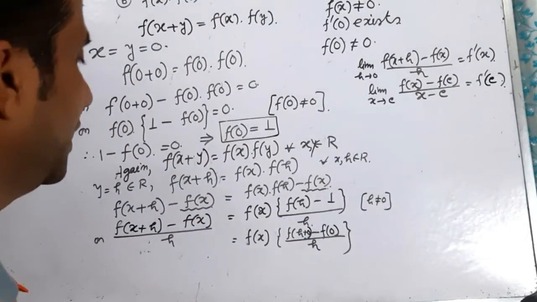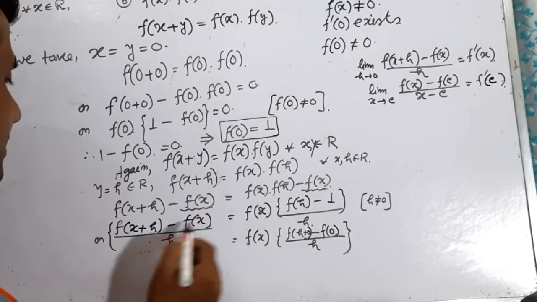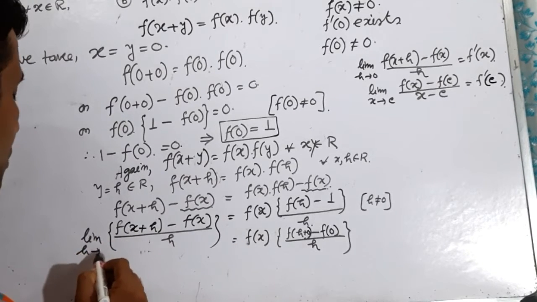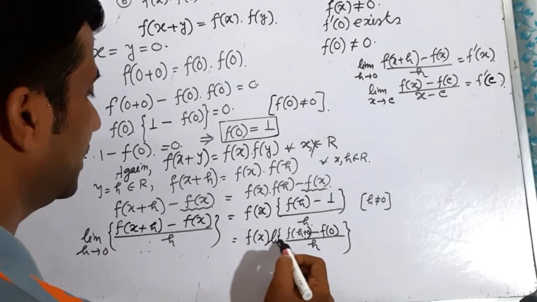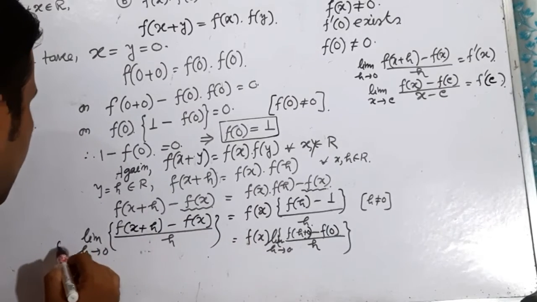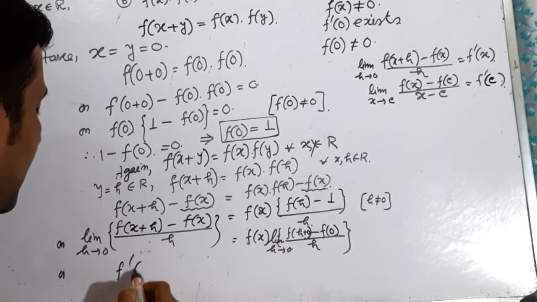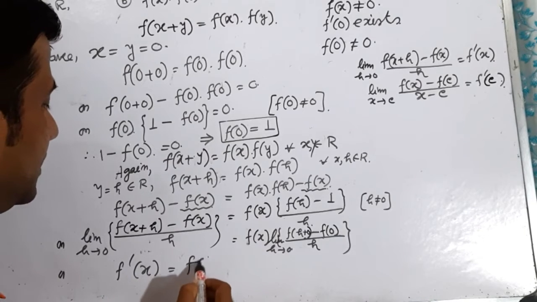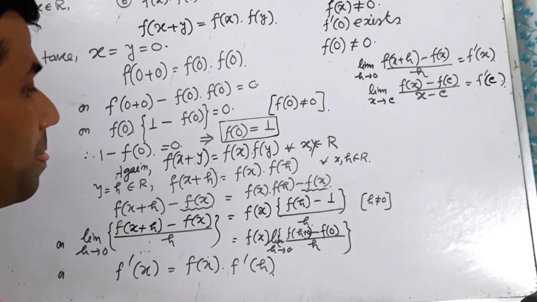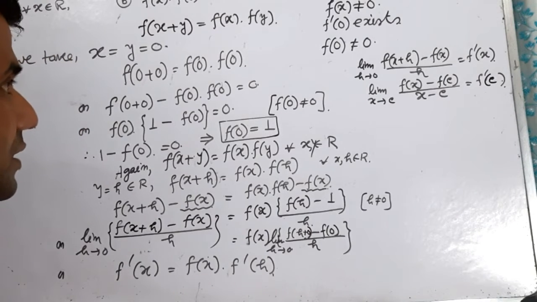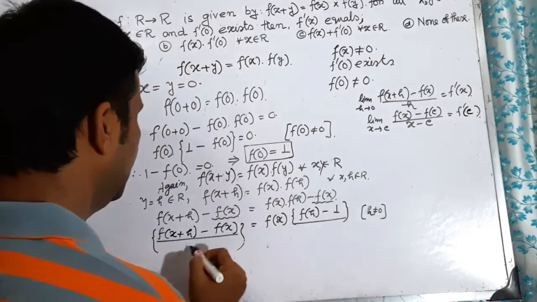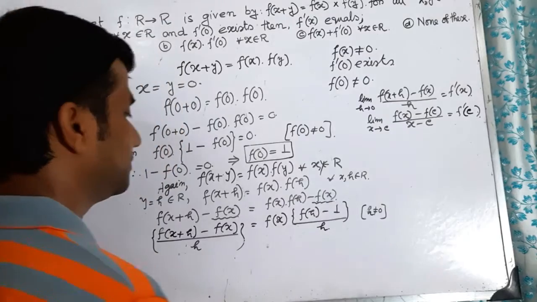So what we get from here is, taking limit h tends to 0 on both sides, the left side is equal to f'(x) and the right side is equal to f(x) into f'(0), since limit h tends to 0 of f(h) minus f(0) by h is f'(0). Dividing both sides by h, we get this.